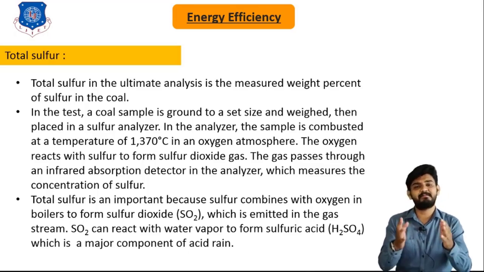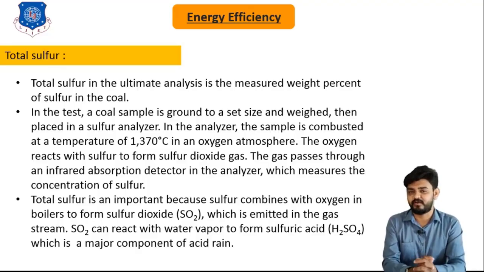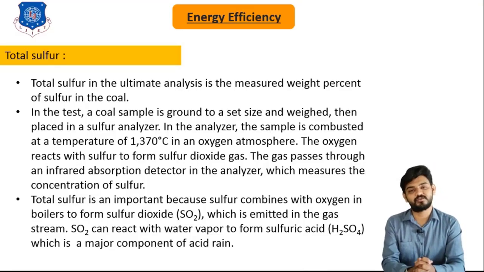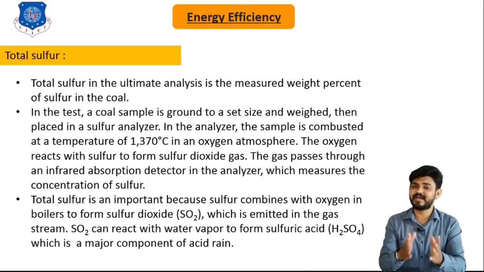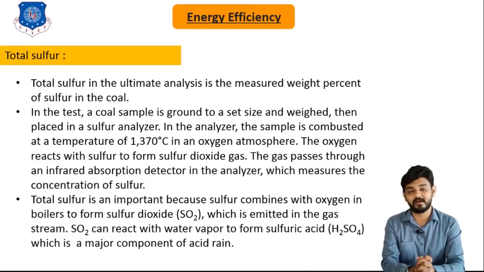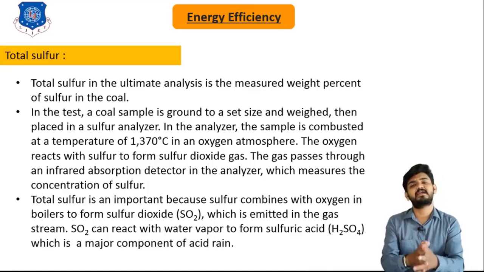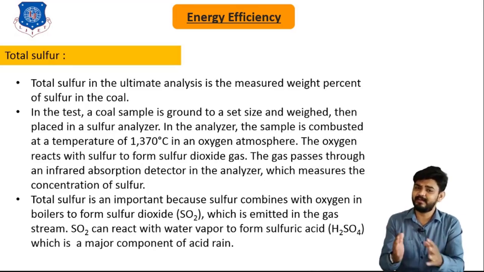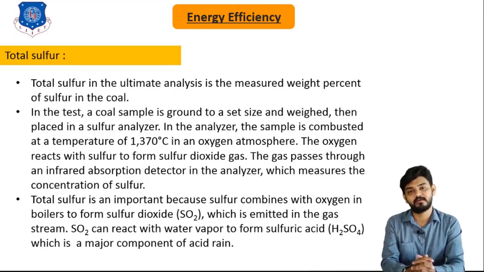So this is how we can measure the component of sulfur. The total sulfur is important because sulfur combines with oxygen in the boiler and produces sulfur dioxide. This sulfur dioxide then reacts with water vapor present in the atmosphere and produces sulfuric acid. This sulfuric acid is again an environmental concern because it ultimately produces acid rain. So we have to minimize the sulfur content of fuel.